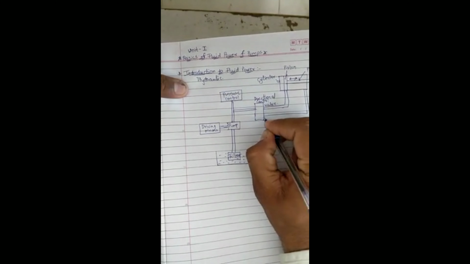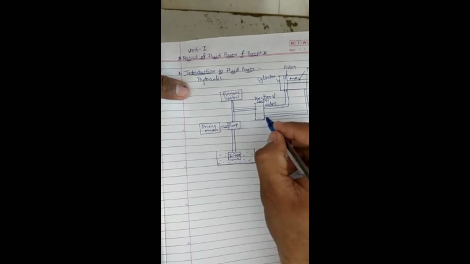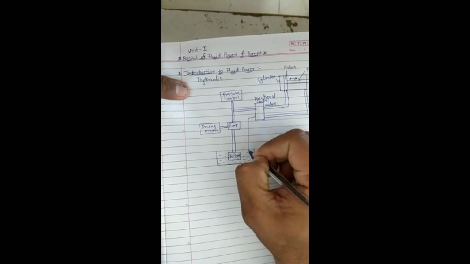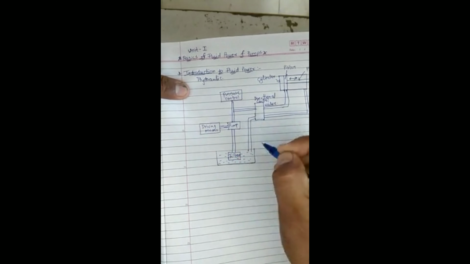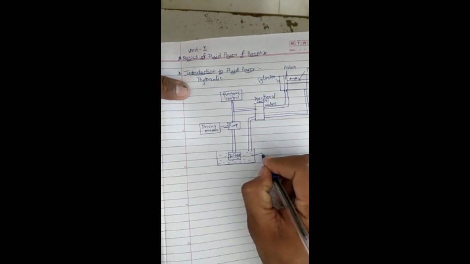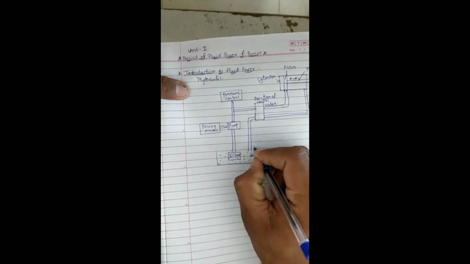Towards the load, it will move from left to right or right to left. After that, this is the connection of a double acting cylinder, that is inlet and outlet. Then the flow will go to the tank. This is oil. Now we see the working here.